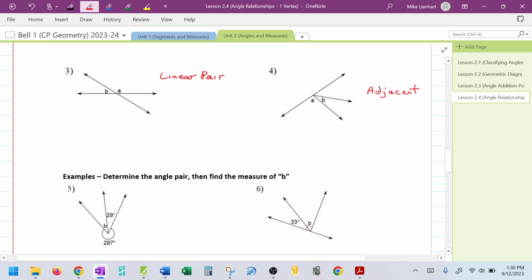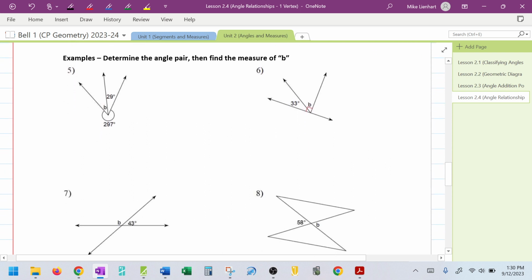So now let's put some measurements on here. Now the first example here, number 5, I kind of put a little twist in this. This is a harder problem. I know if I go all the way around this circle, there's a total of 360 degrees. So to figure out what I'm dealing with for these angles, I'm going to start off by taking 360 minus 297, which gives me 63 degrees.